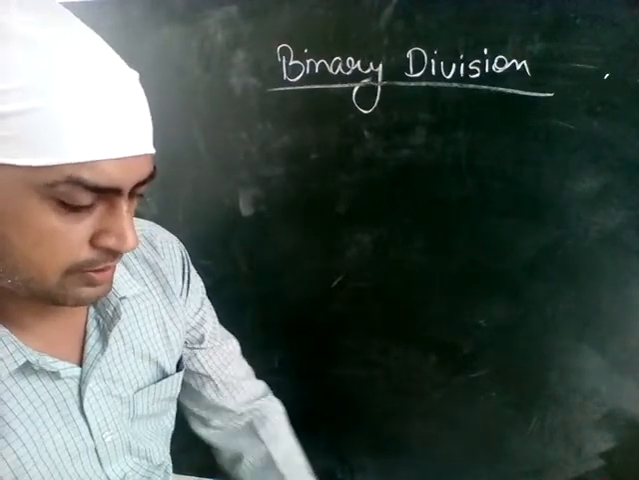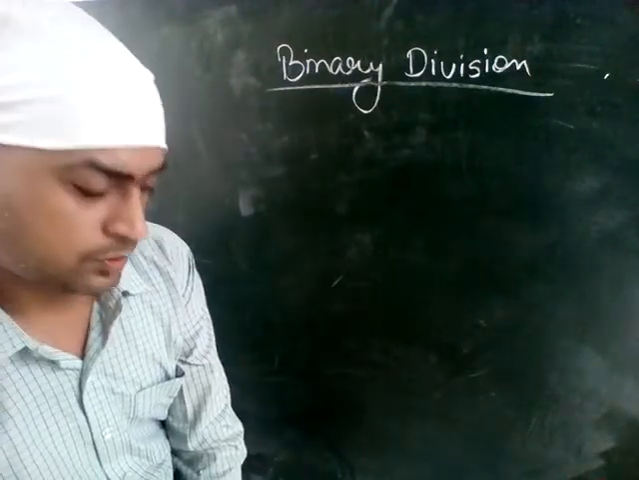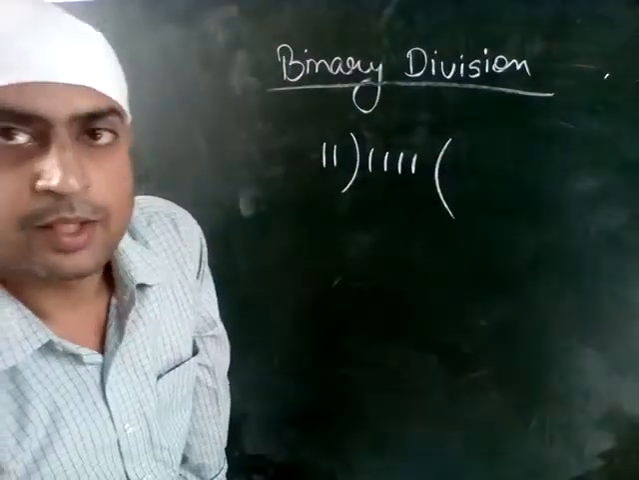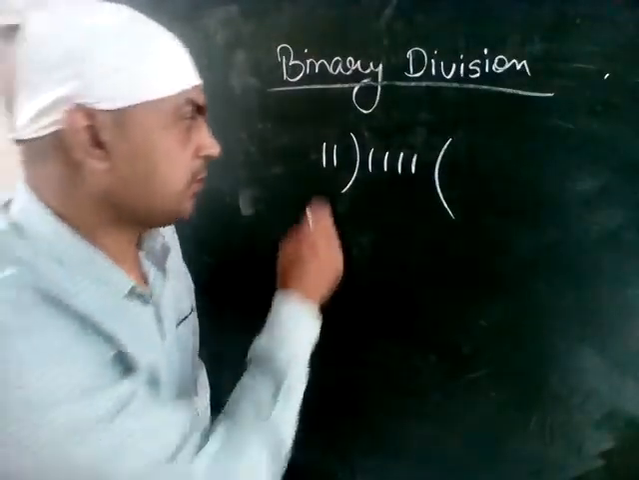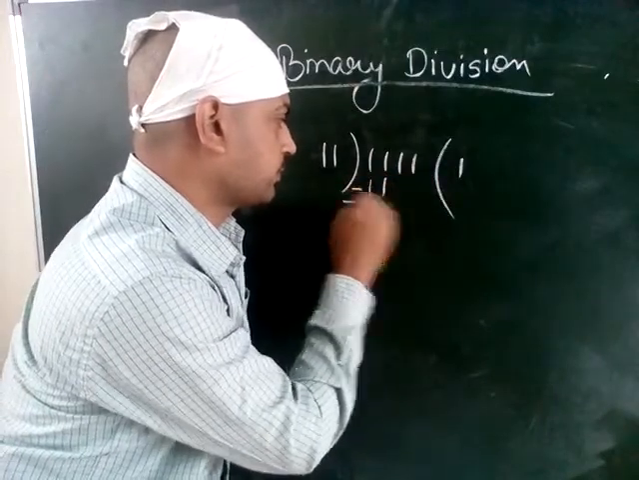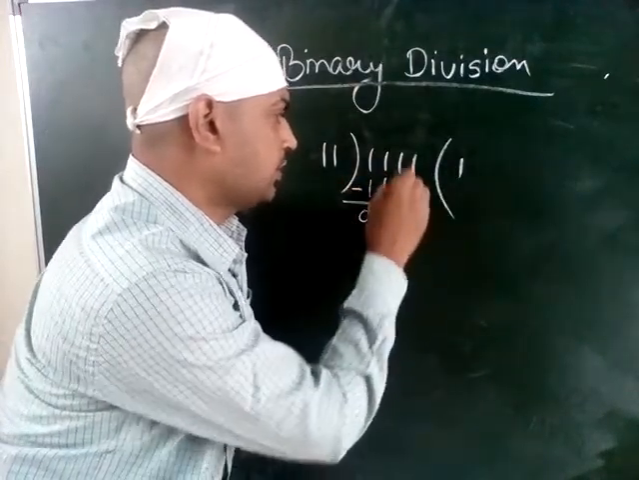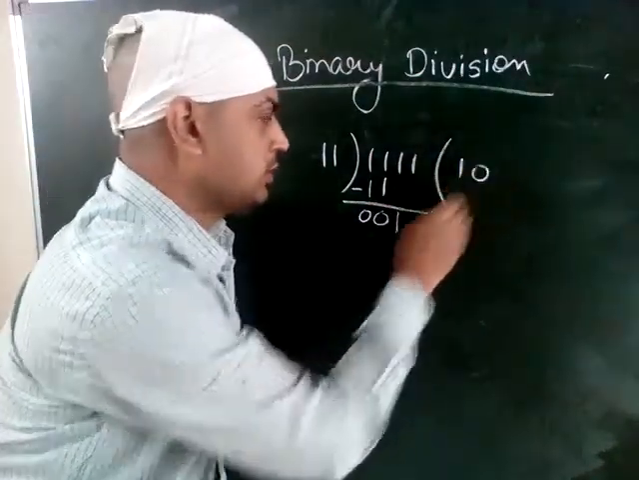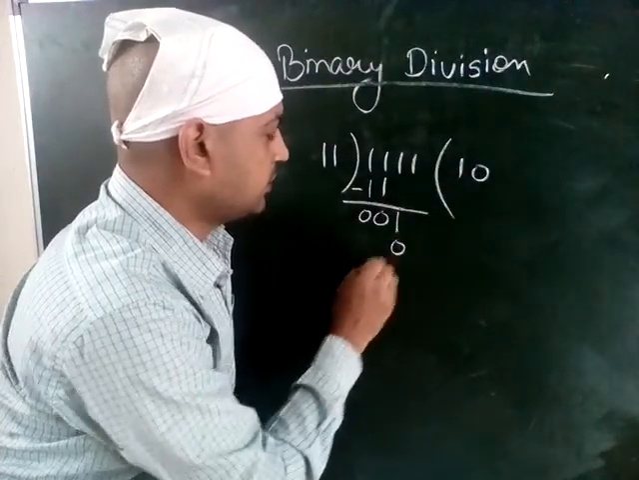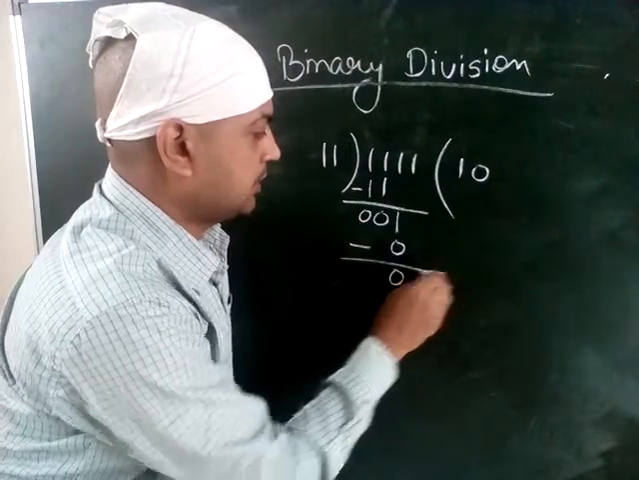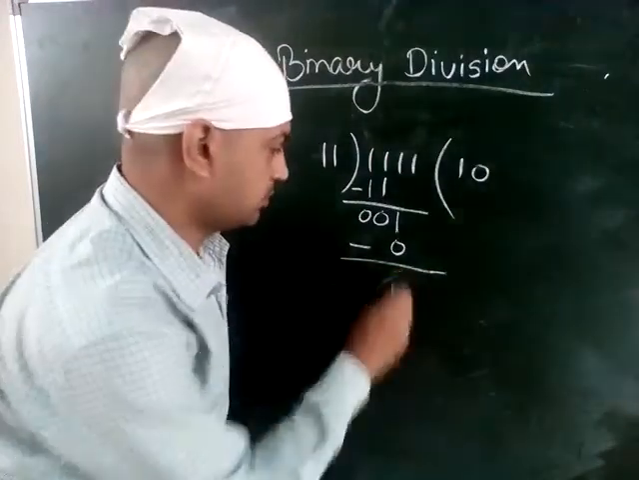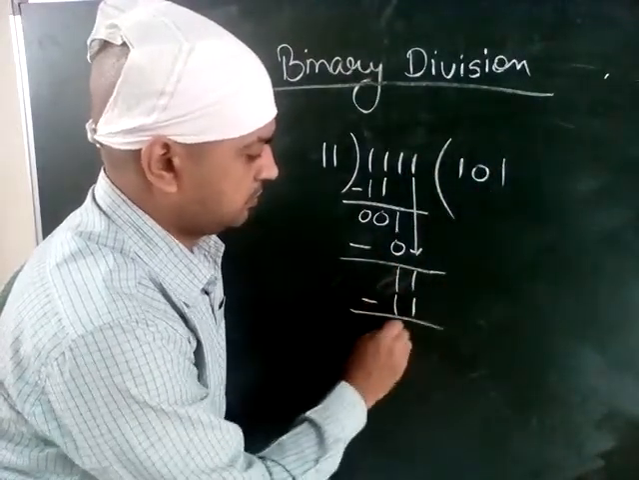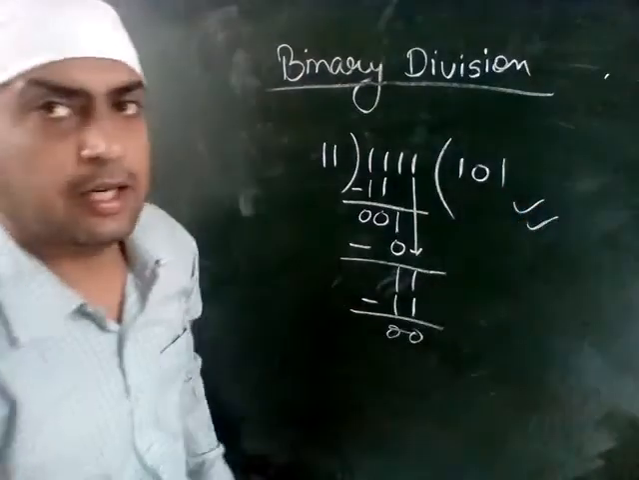Now, few questions I am solving for you. This number we have to divide by double 1. So we will use 1, 0 and 0. One time 1 will come downside, but we can't divide this number. So we will write 0. So it will be 0. And this 1 will come downside, so again 1. This is the answer of this question.